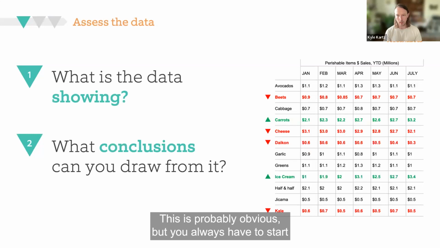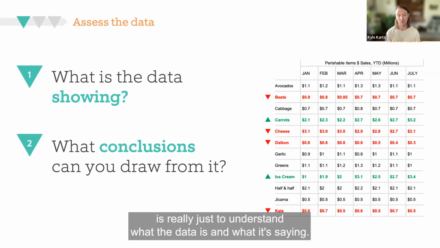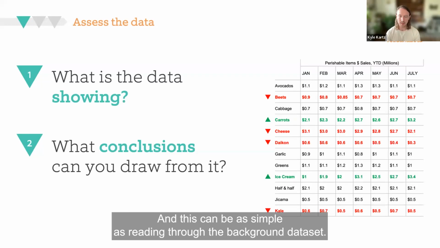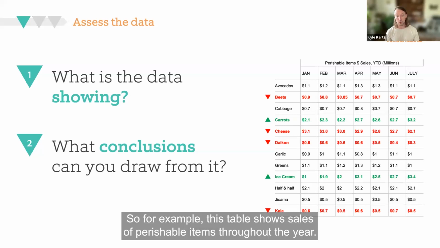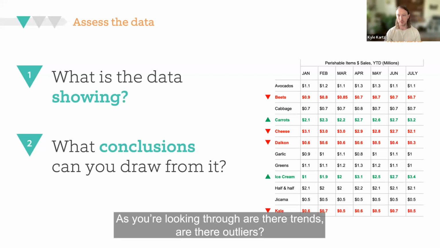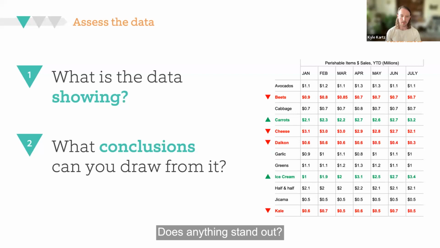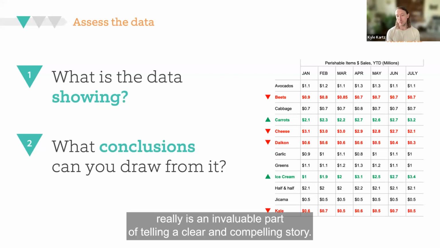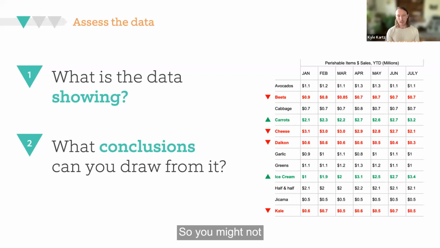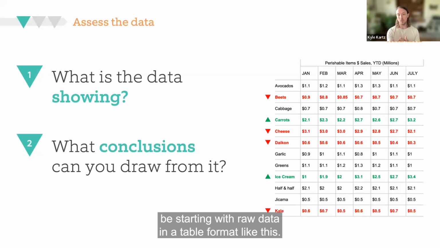This is probably obvious, but you always have to start with the data itself. And that's why the first step is really just to understand what the data is and what it's saying. And this can be as simple as reading through the background data set. So for example, this table shows sales of perishable items throughout the year. As you're looking through, are there trends? Are there outliers? Does anything stand out? So having a strong understanding of the actual data really is an invaluable part of telling a clear and compelling story. So you might not be starting with raw data in a table format like this.